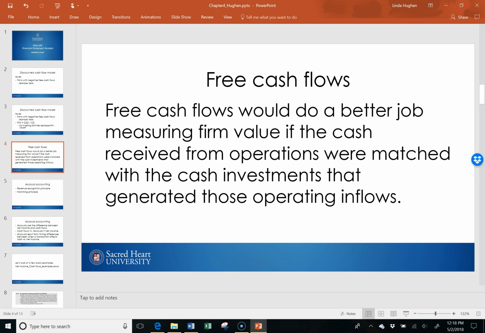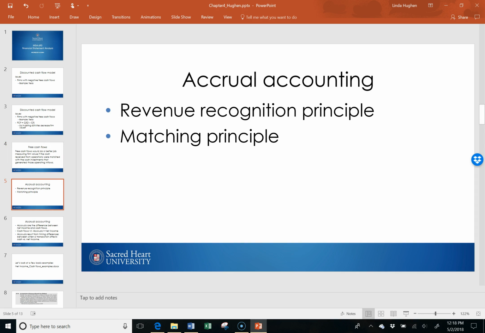Free cash flows would do a better job measuring firm value if cash received from operations were matched with the cash investments that generated those operating inflows. What does that sound like? It sounds a little bit like accrual accounting, which is the basis for measuring net income.